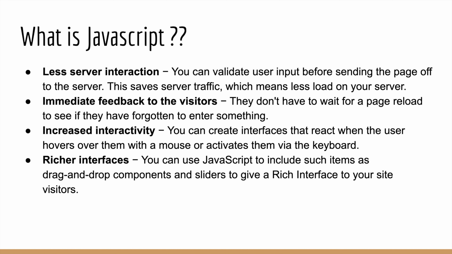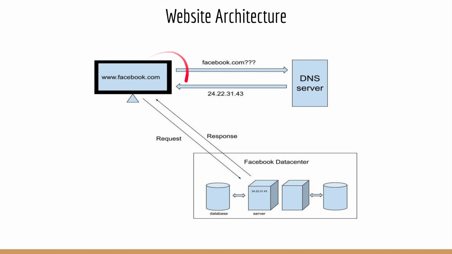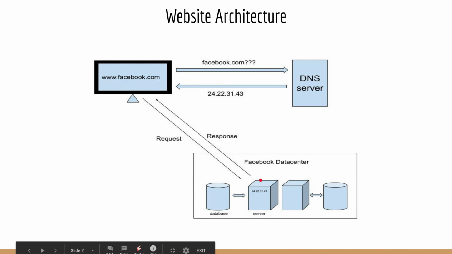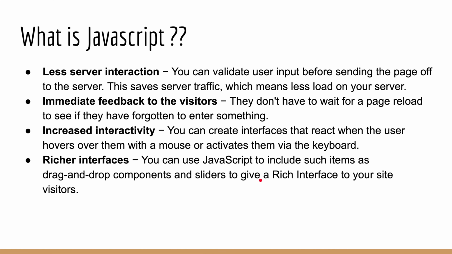So what is the use of JavaScript? Let's understand that. Whenever you visit a website, you see the graphics, animations, and all those things, right? Those are all handled by JavaScript. So let's understand this point, which is less server interaction. What does that mean? I said whenever you request www.facebook.com, you request the server. So they are saying we reduce the server interaction. When you validate user input before sending the page off to the server, this saves server traffic, which means less load on your server. So what does that mean?